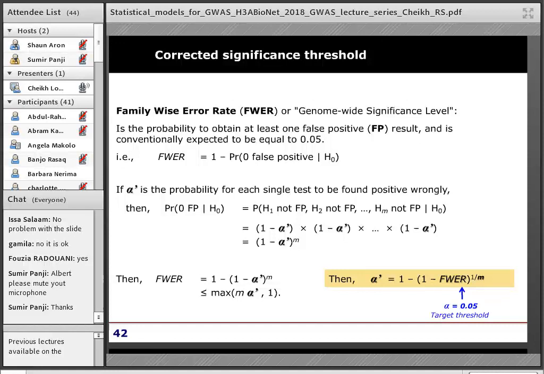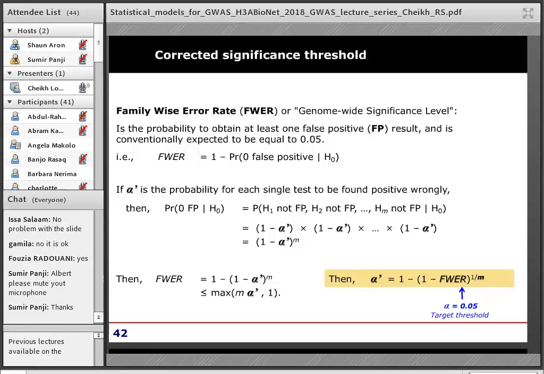So, how can we obtain alpha prime? This brings us to the definition of what's named the family-wise error rate or the genome-wide significance level. It is the probability to obtain at least one false positive result and is conventionally expected to be equal to 0.05. So obtaining at least one false positive, the opposite is to obtain zero false positives. So it's one minus the probability to have zero false positives, given that the null hypothesis is true. And this is the definition of the family-wise error rate.